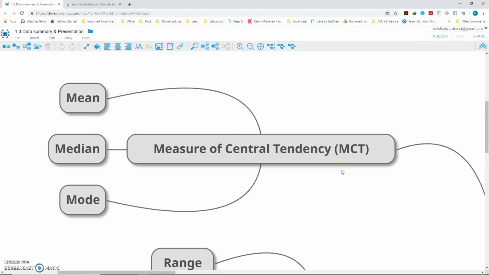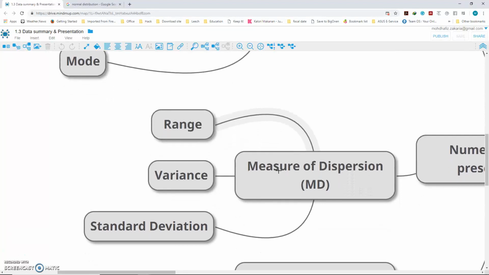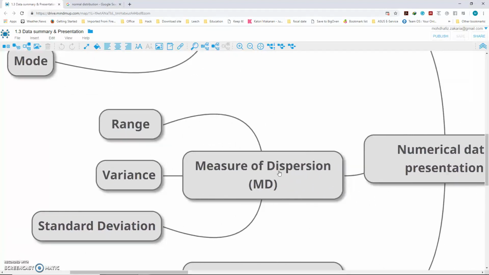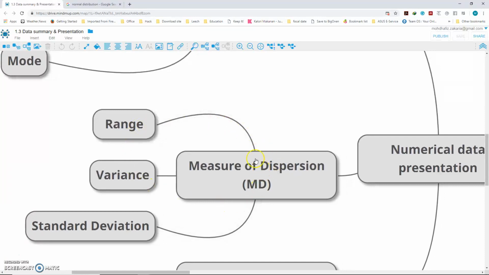This will be the final video for 1.3. Alright, we have discussed measures of central tendency, and the next one will be measures of dispersion. As for measures of dispersion, just as its name suggests, any method calculated under the measures of dispersion will give you a result of the dispersion of data, or the spread of data. Okay, how far the data are from each other.